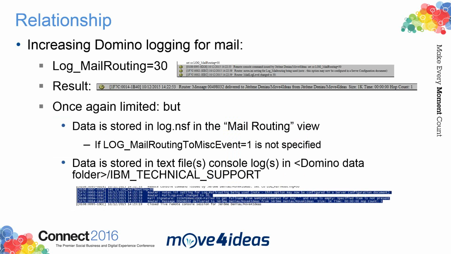The other way to do something about community would be to increase the logmail routing value. So for instance, if you put 30, you will have this kind of result. You will have a router telling you that this message was delivered to whom and was sent from whom. So you will have to analyze the log. It's really limited, but you will have the information in log.nsf in the mail routing view, so you will be able to analyze the documents.